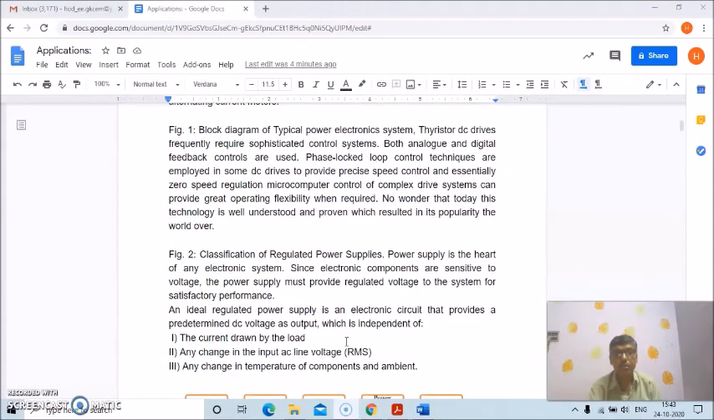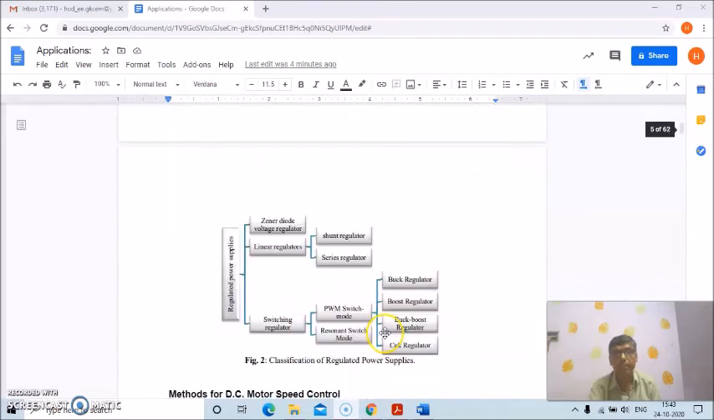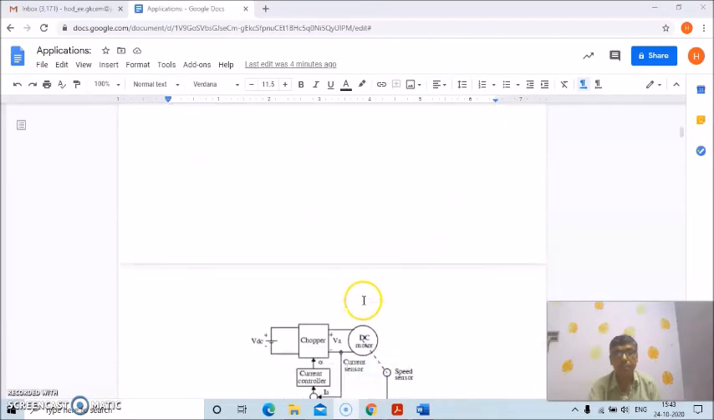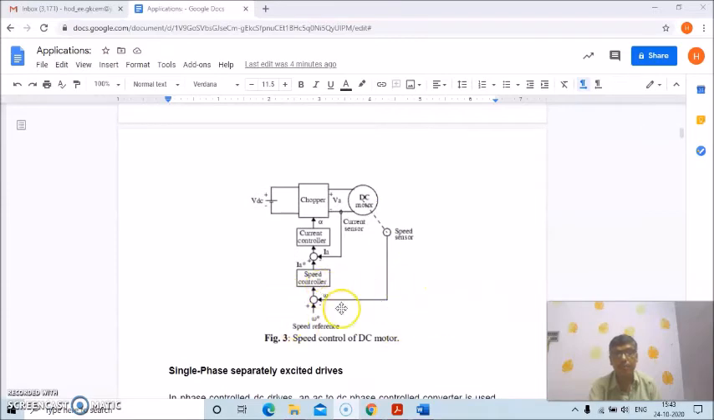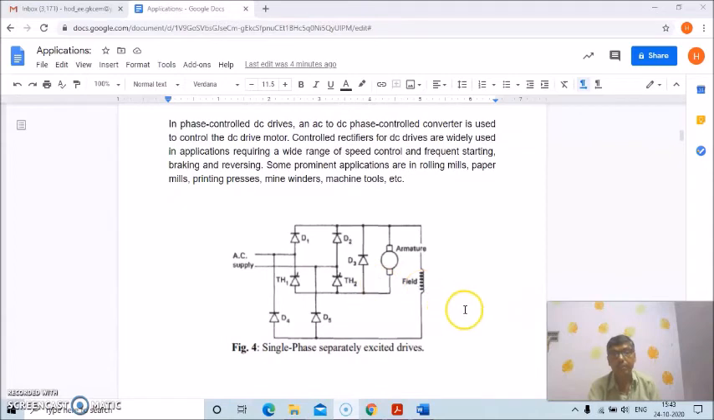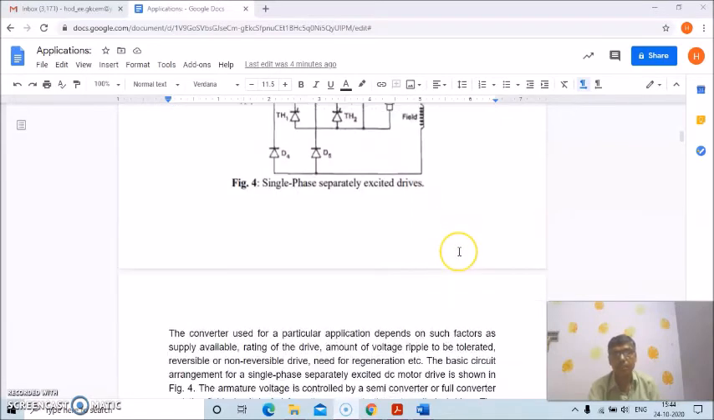And also we have shown the block diagram of the speed control scheme, then the classifications of the regulated power supply system. Then methods of DC motor speed control we have discussed, where we have discussed the speed control of DC motor, single phase separately excited drives, and in detail its circuitry and its functioning.